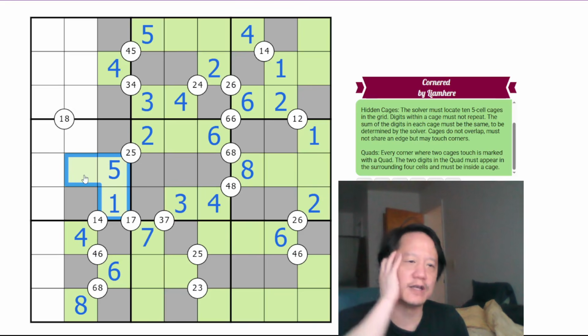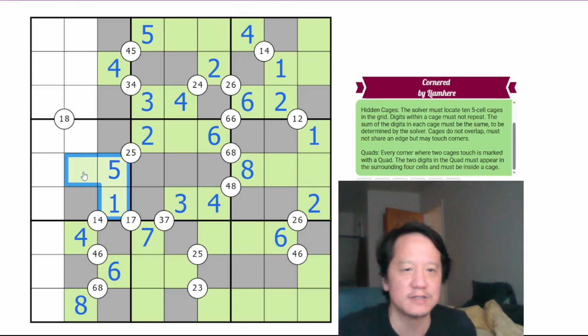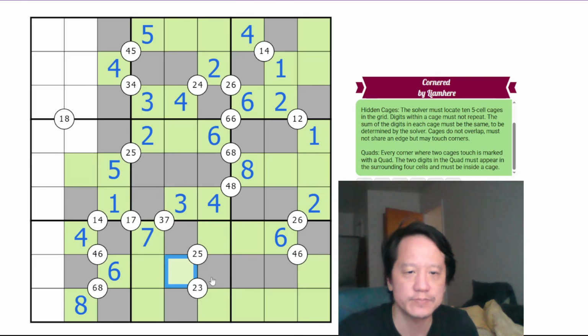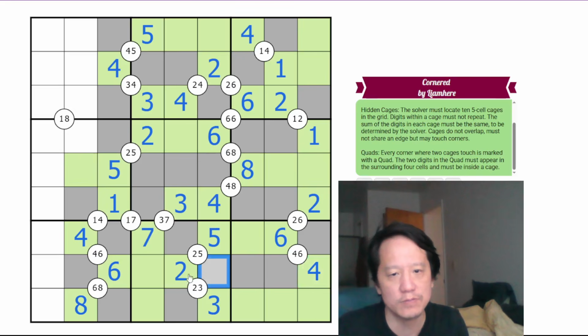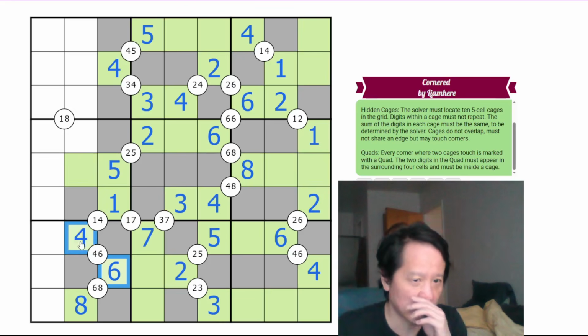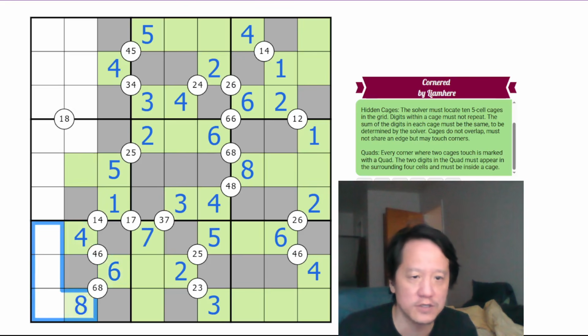We didn't say that a cage had to be orthogonally connected, but I guess it's sort of assumed. Between these quads is a 2, so this must be 2 here. 2, that makes this 3, and that's 5. We have 6 and 4 here. Okay, this cage has to go out here. And that's 5, so this can't be cage here.